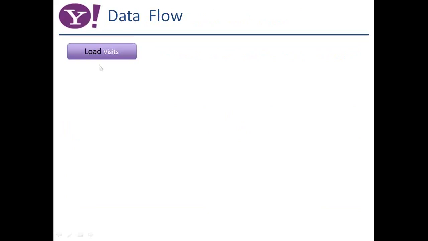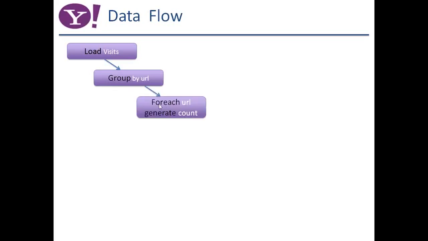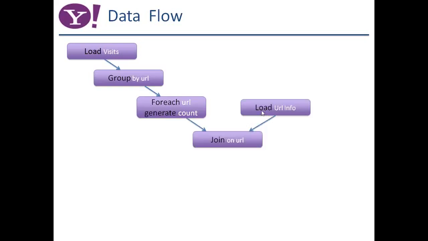Yes, Ravi. So I need to load these visits, and then I need to group by this URL, and then for each URL generate count. Why? Because I would like to find out the top maximum visited sites in each category. So I'd like to group by this particular URL. For each URL generate count. Now this thing comes here. Load URL information, join on URL. So is the flow not clear here, guys?